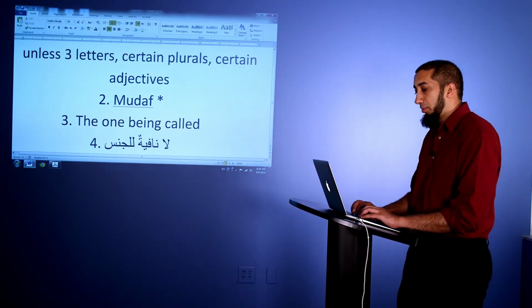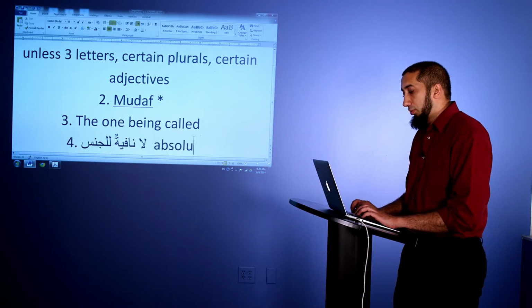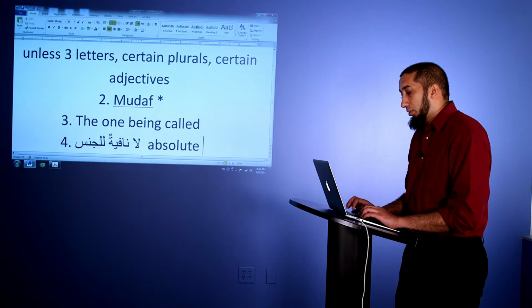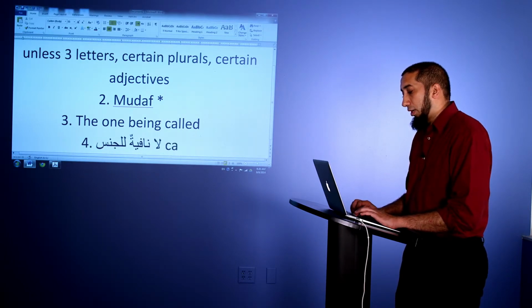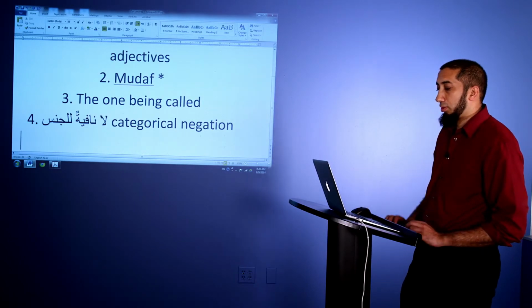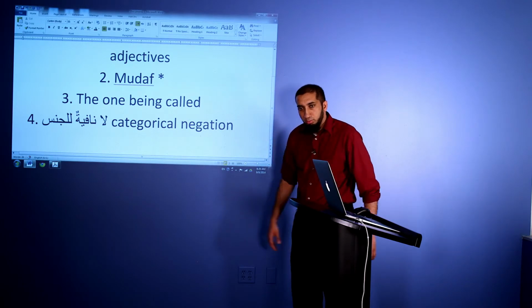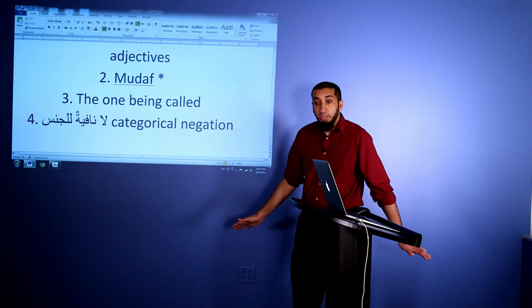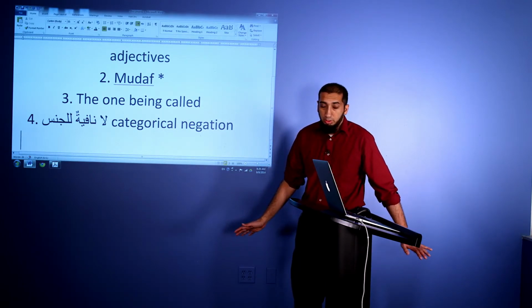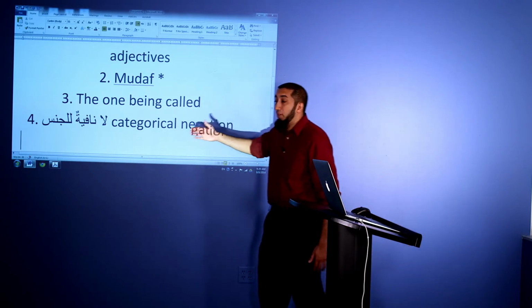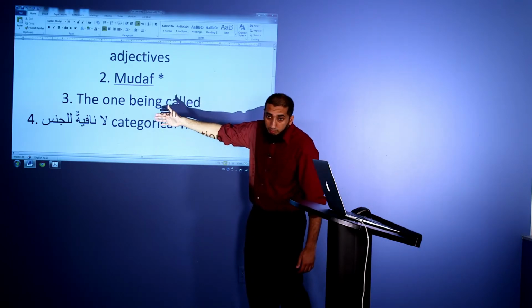It's an important term. It means absolute, or let's not use absolute. Let's use categorical negation. That's a big word too. Categorical negation means absolutely not. It's a very strong way of saying no in the Arabic language. That's called La Nafiyatun lil Jins. Say that again.